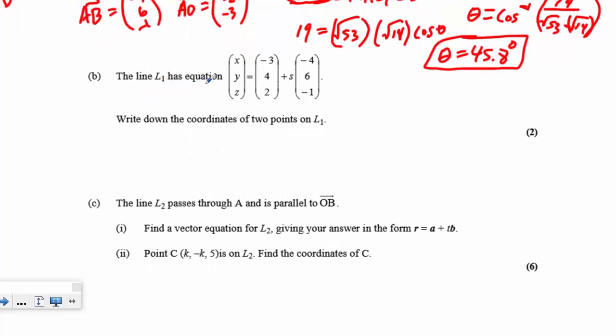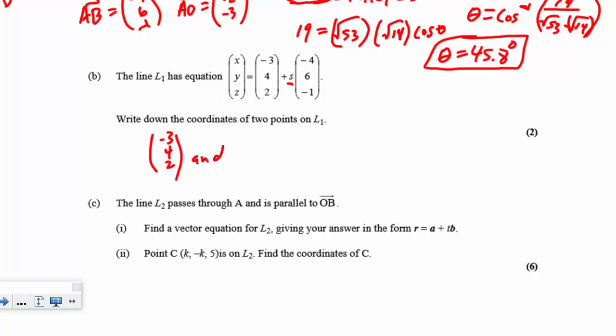Alright, line L1 has this equation. Write down the coordinates of 2 points on L1. Well, that's easy. All I have to do is change the scalar to different numbers. So the first number I'll use for S is 0. So if I make S 0, it's 0 times all of this vector. If that's the case, then one point I'll have is this vector plus 0, which is -3, 4, and 2. It'll stay the same as -3, 4, and 2. So that will be one vector.